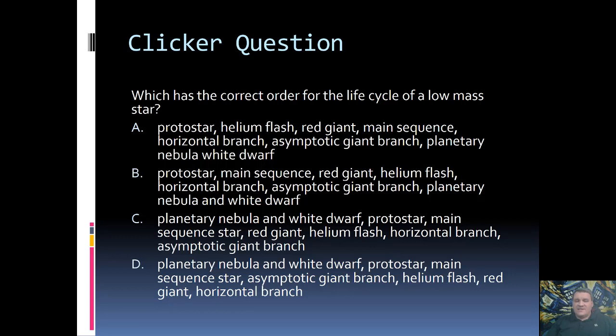C. Planetary nebula and white dwarf, protostar, main sequence star, red giant, helium flash, horizontal branch, asymptotic giant branch. Or D. Planetary nebula and white dwarf, protostar, main sequence star, asymptotic giant branch, helium flash, red giant, horizontal branch. Go ahead and think about it, and we'll discuss in just a bit.